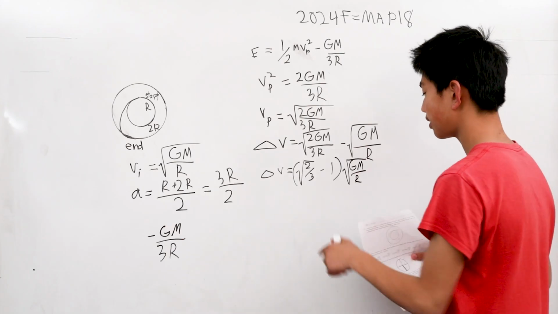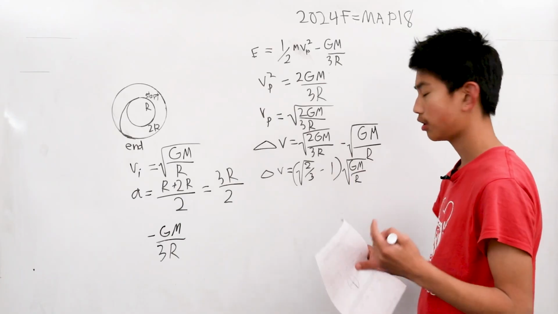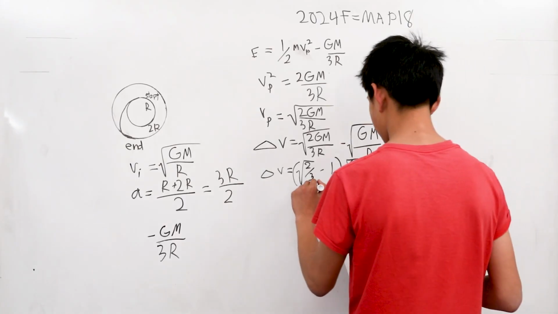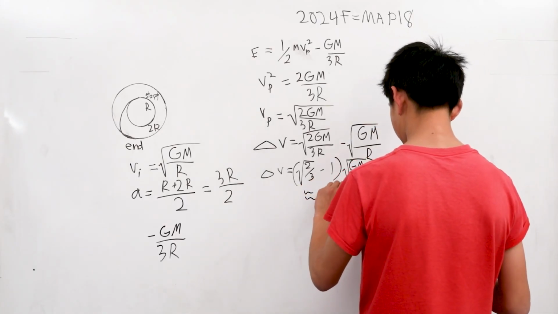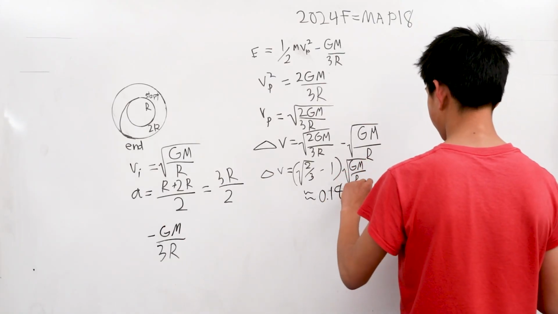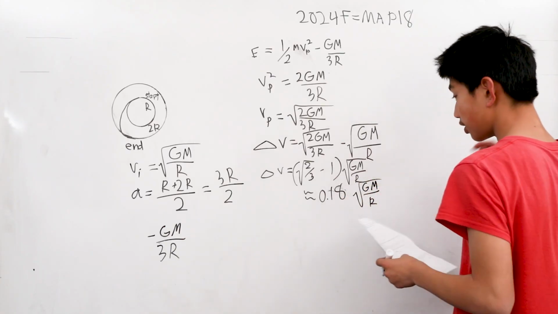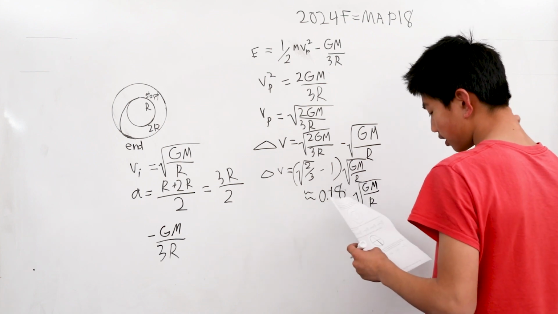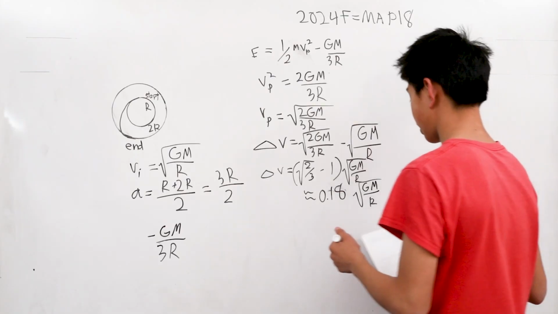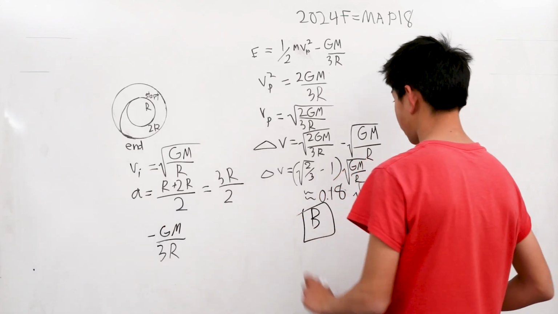Now, we can estimate that the square root of 2/3 is about 0.81, so this part has got to be about 0.18 or so. So this is just 0.18 times the square root of GM over r. This isn't really accurate, but we can tell it's got to be close to the answer choices. The closest answer choice is B, which is 0.15 times the square root of GM over r. That's our answer.